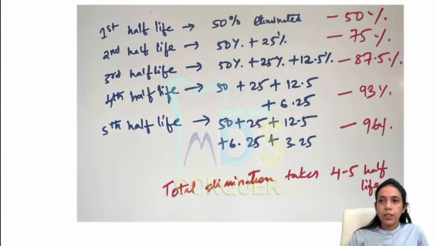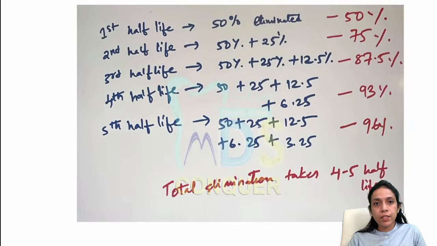Yes. So now as you can see, this is the sir's handwritten notes that is also discussed in your WhatsApp discussions. So first half-life, how much is being eliminated? That is 50%. Second half-life, it's 75%. Third half-life, if you see the calculation that is being given here, 87.5. Okay.